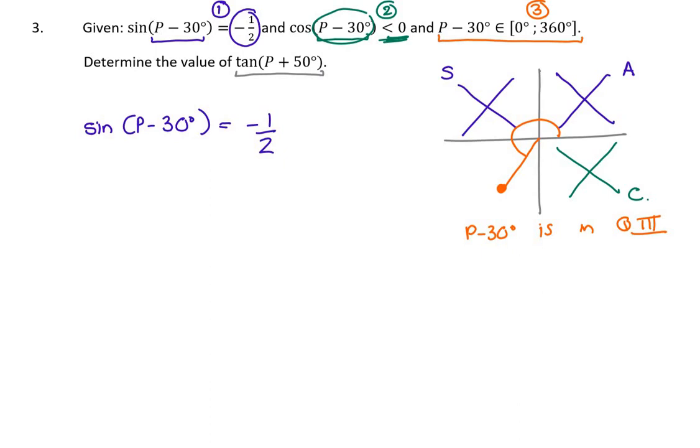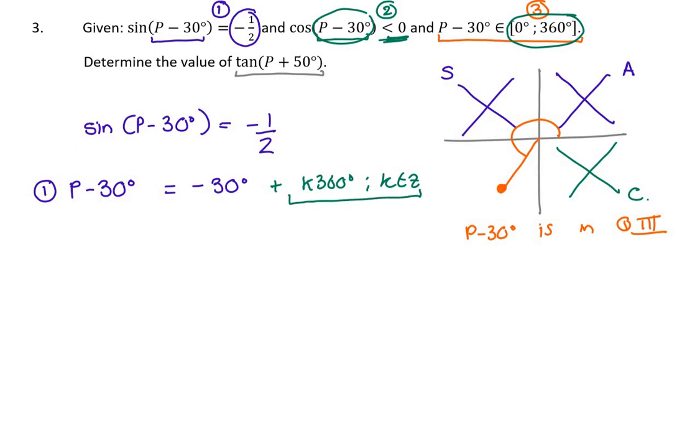Now if I do shift sine of negative a half, there's two solutions, don't forget. So p minus 30, if I do shift sine, I get minus 30 degrees. Now technically we should write plus k 360, k is an element of integers. However, we were told that my angle lies within the first 360, so I think this is not going to be necessary.